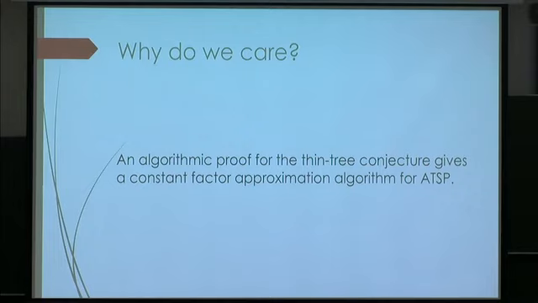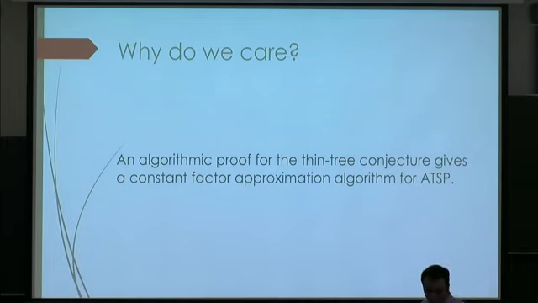The interesting thing about this connection is that the asymmetric traveling salesman problem is essentially a directed graph problem, right? Since in each direction the distance is different, you can define it as: you're given a directed graph and you're looking for a tour that visits every vertex at least once. And what this connection does is that it turns the problem into an undirected graph problem.